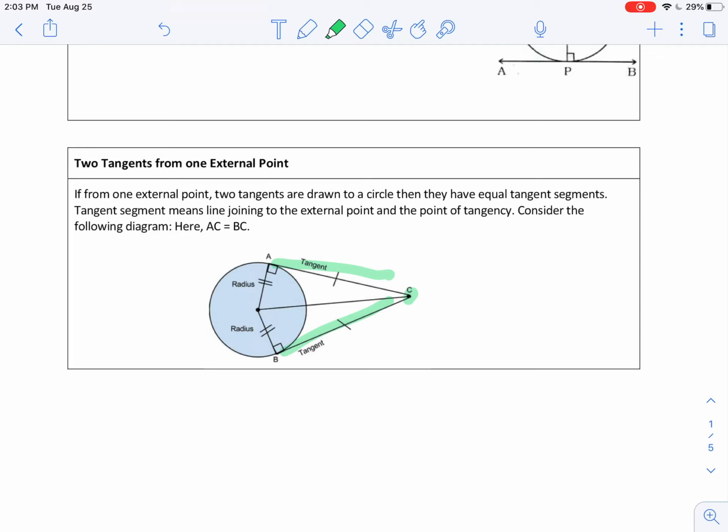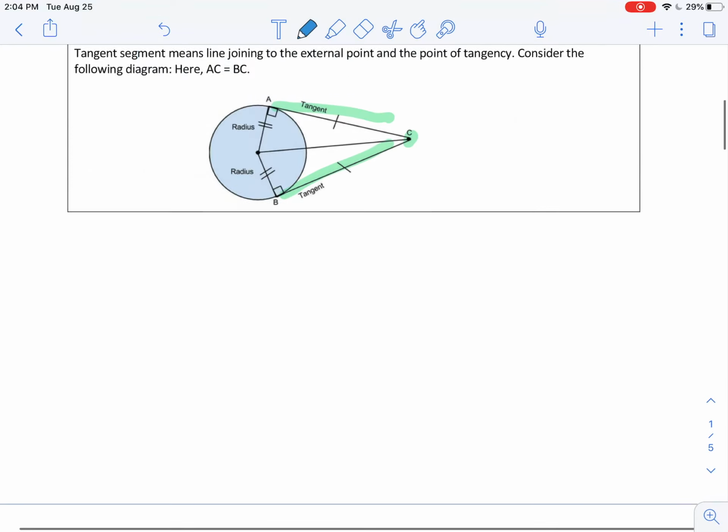Consider the following diagram. So again, we have two congruent segments that are tangent. The two radii, of course, are always tangent, and those tangents meet the radii at a 90-degree or right angle. So we have four examples and start to take a look at it.